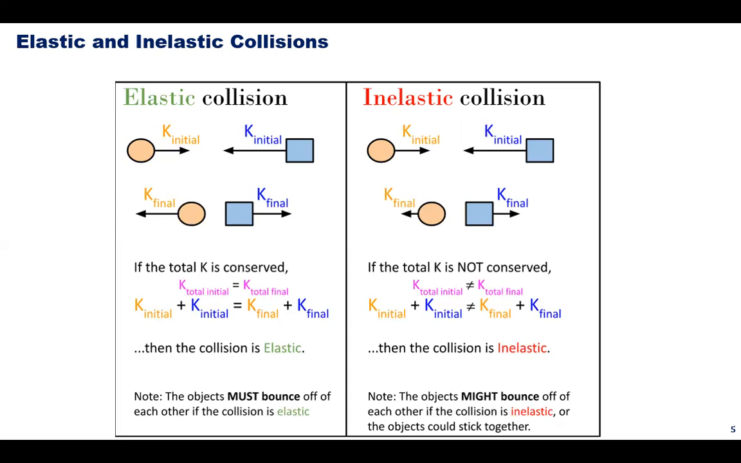Since the kinetic energy of an object depends on its speed, the kinetic energy of the object also changes as a result of the collision. Collisions fall into two general types, depending on what happens to the total kinetic energy of the entire system. They are elastic and inelastic collisions.